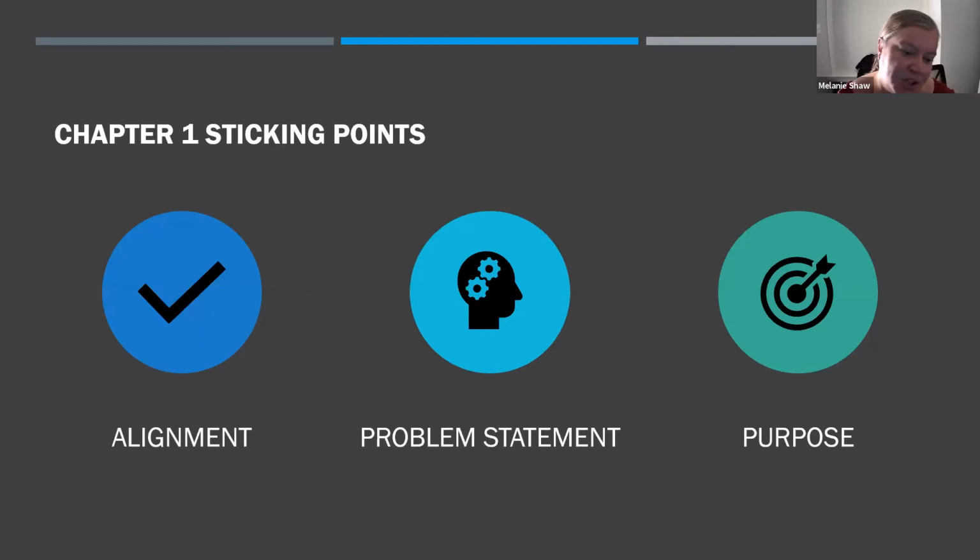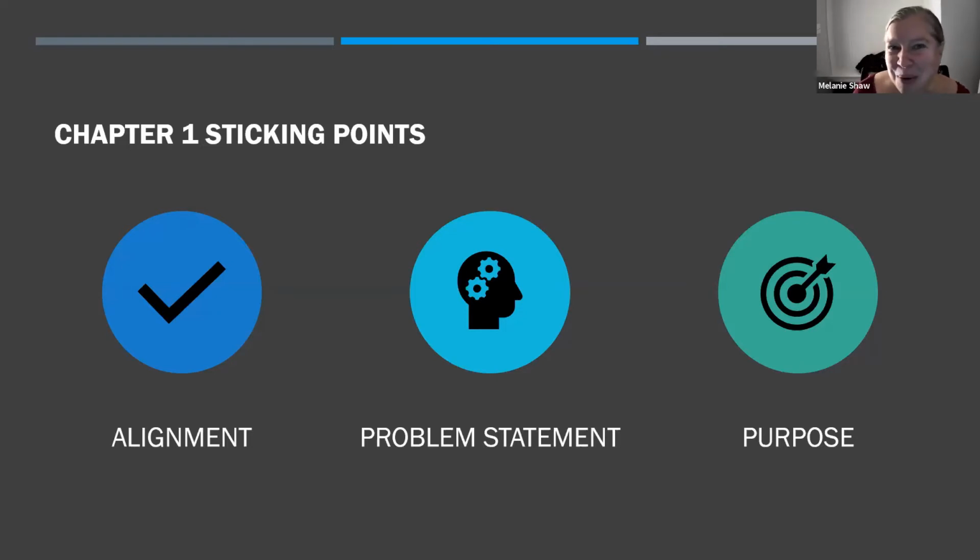Oftentimes, the student gets to the research questions and realizes that the data needed to answer the questions isn't where they wanted to go and won't ultimately resolve the problem. When that happens, we realize we have an alignment issue. And the alignment issue can be one of the most difficult things to address. But once it's addressed early on, I find that the rest of the research flows so much more smoothly.